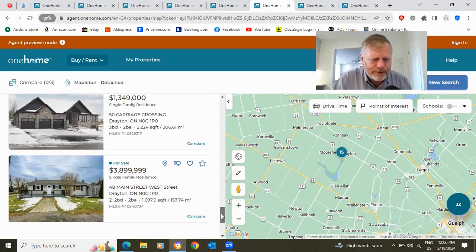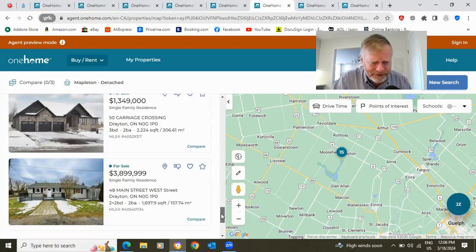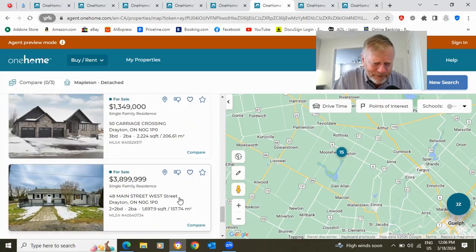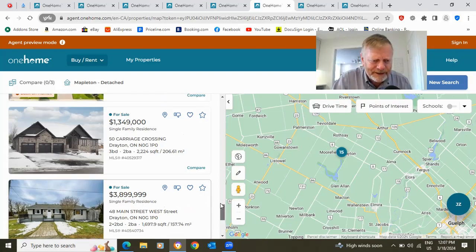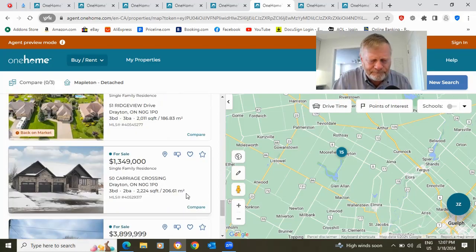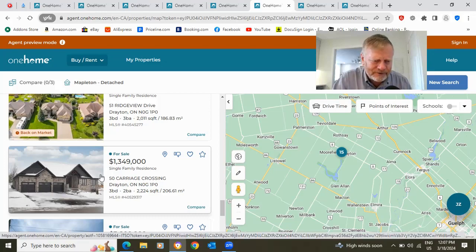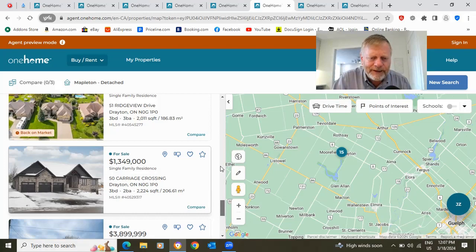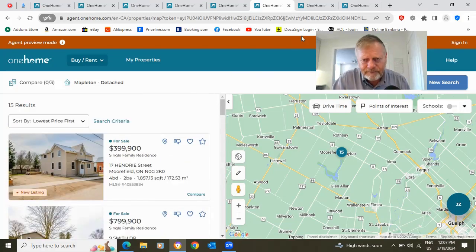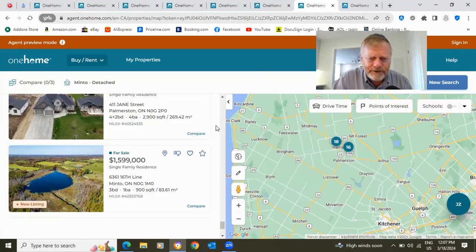And then we get into the 1.1, 3.89 up to, in Drayton. Now, I don't know, this one here, you'd have to drill into why is that price where it is. Maybe it's the land, maybe it's the potential, but seems a bit high to me just at face value when you look at the house. And then this one here, 50 Carriage Crossing. This is one of my listings, actually, 1.349. But anyway, that's kind of the range for Mapleton.